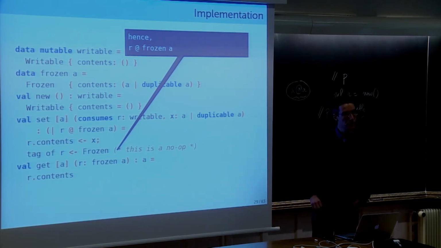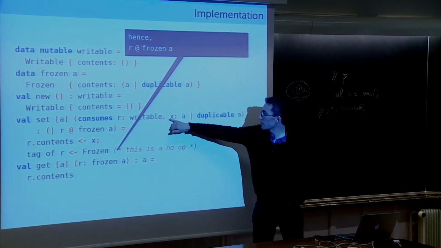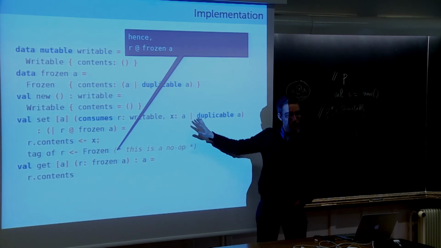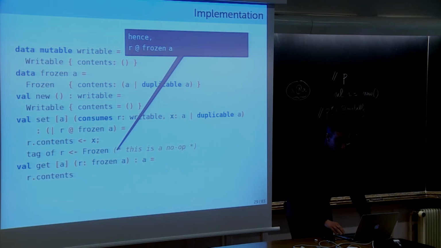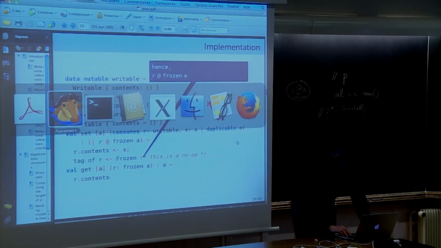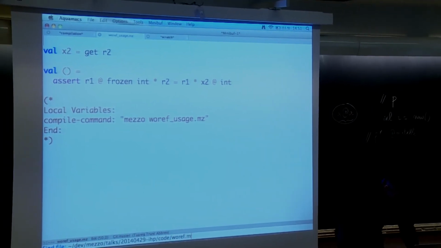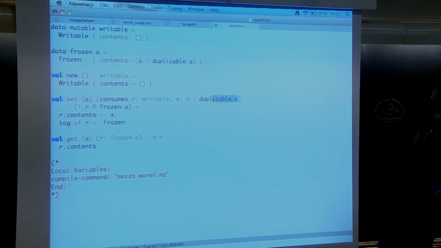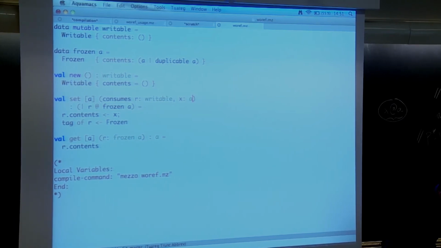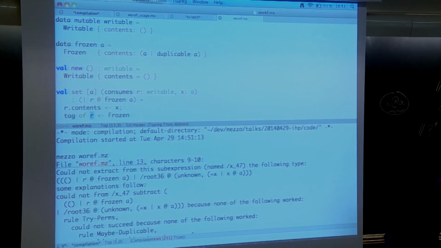You could remove duplicable A. Here, I could remove duplicable A. I would have to write consumes X colon A, and then it would still be well typed. I think I could do that if you want to try. I may have the code at hand. Let's see. The code is here. So here I should be able to remove that. Then you need to remove duplicable. So just try to type check that. So this doesn't type check.